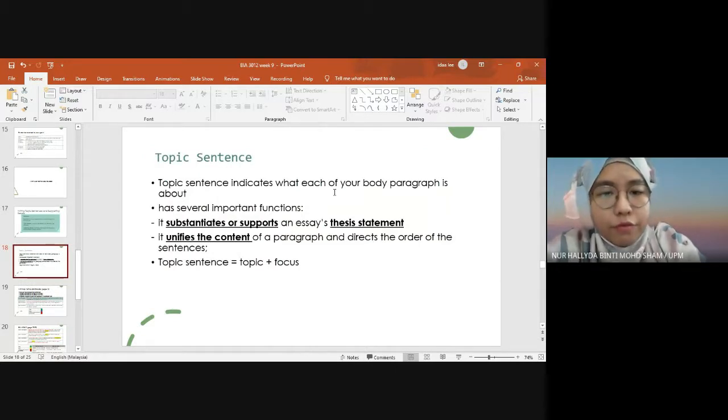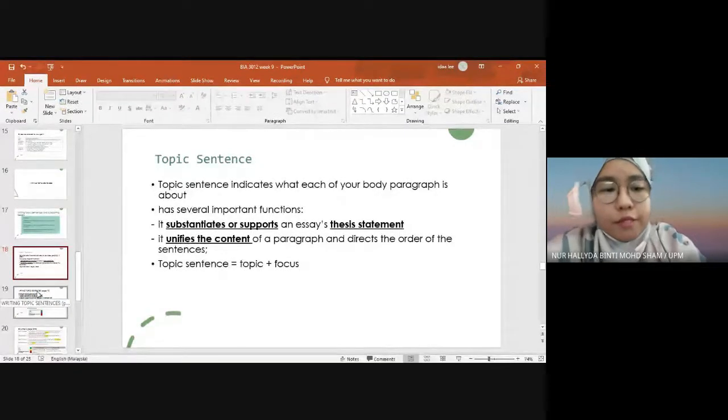Why do we need to have topic sentences? It substantiates or supports an essay's thesis statement. You have your thesis statement already, but you need topic sentences to support it. It unifies the content of the paragraph, so that as I read your paper, I can see what ties everything together. It also directs the order of the sentences: which point comes first, which comes second, and last. Your topic sentence is basically a combination of your topic and your focus.